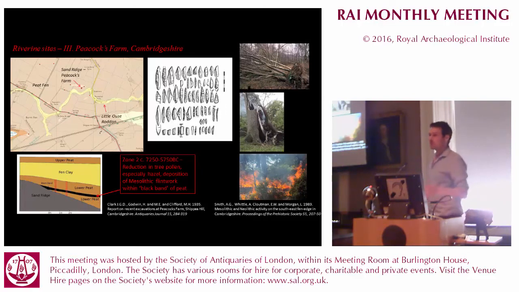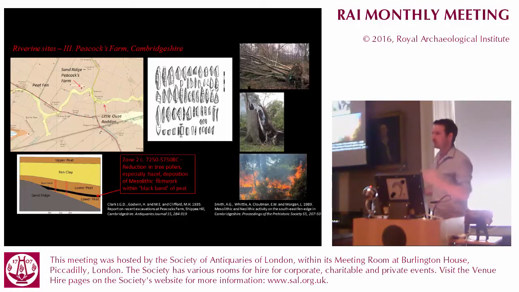The most informative of these riverine sites, as I'm calling them, remains Peacock's Farm in Cambridgeshire, within my study area. First investigated in the 30s by Clark and Harry Godwin, and in some ways very similar to the examples you've seen before, with extensive lithic scatters along these sand ridges adjacent to the old course of the Little Ouse, and a similar range of microliths from early forms right through to late Mesolithic geometric forms.